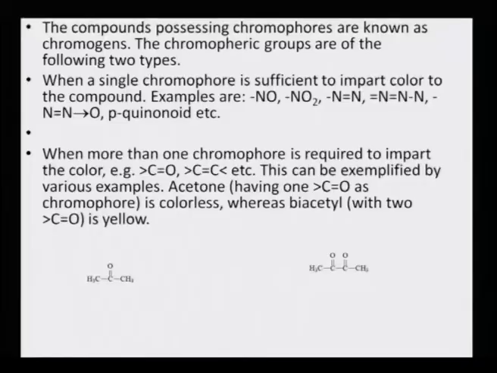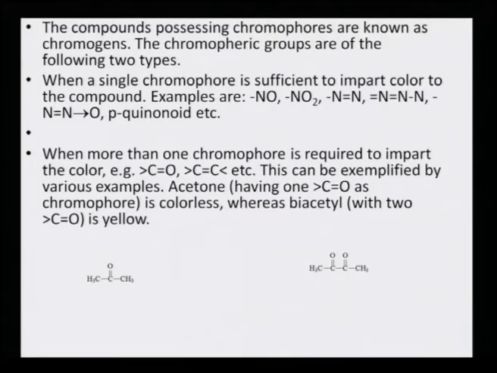The compounds possessing chromophores are known as chromogens. The chromophoric groups are of the following two types. When a single chromophore is sufficient to impart color to the compound, then these chromophores are of the category NO, NO2, N double bond N, N double bond N, double bond N, and so on, or N double bond NO, or para quinonoid structures. If they are present only in one number, even then they can impart a lot of color to the compound.